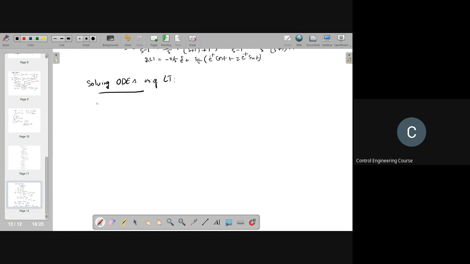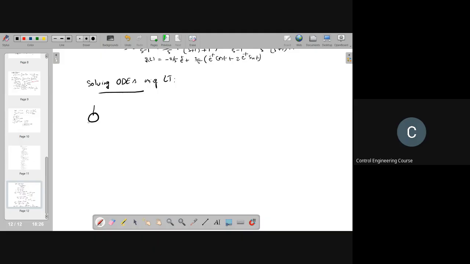So the first thing is we need to write the differential equation, then use the Laplace transform for the dy/dt differentiation. Then you find the Laplace transform function, then you calculate the inverse Laplace transform. That's all, right? So let's take one example.